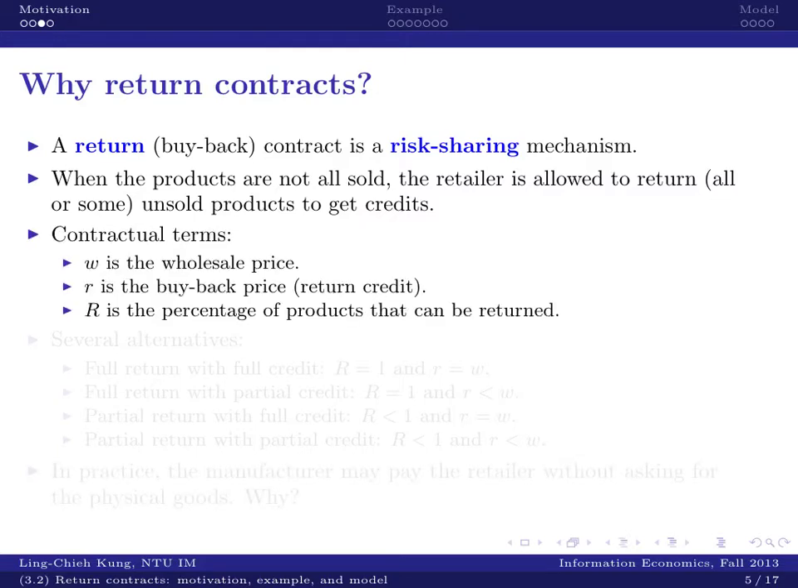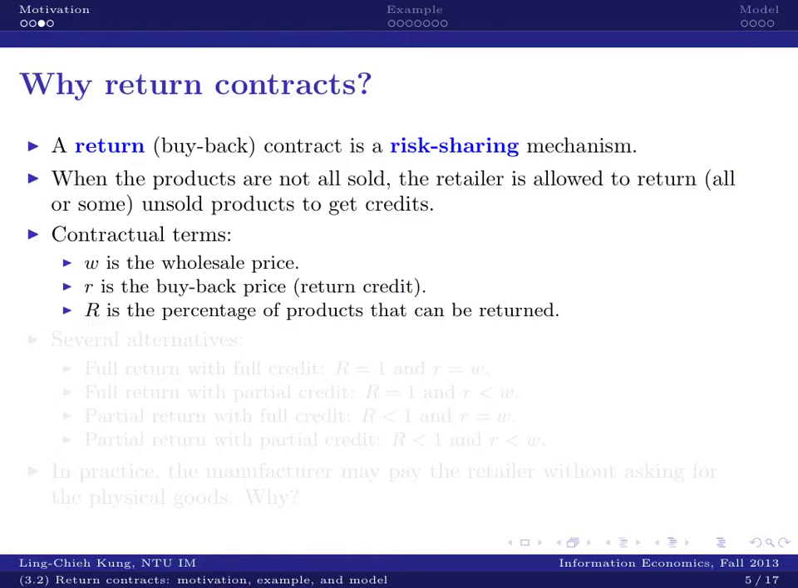Okay, so knowing about that, what's included in a return contract? There are three contractual terms or contractual arguments. First is again the wholesale price, w. We still have the wholesale price. And then we must specify r as the buyback price or return credits. This is the amount of dollars the manufacturer pays to the retailer when the retailer returns one unsold product to the manufacturer. Okay, and finally we allow the flexibility for the manufacturer to specify what's the proportion of unsold products that can be returned to the manufacturer.